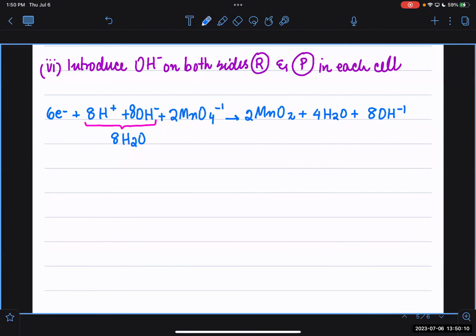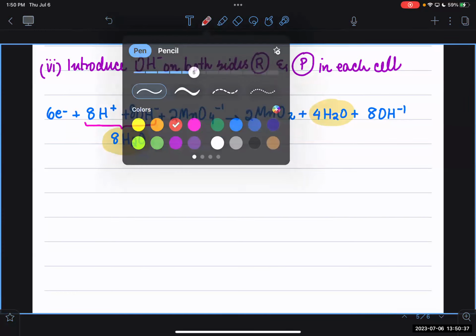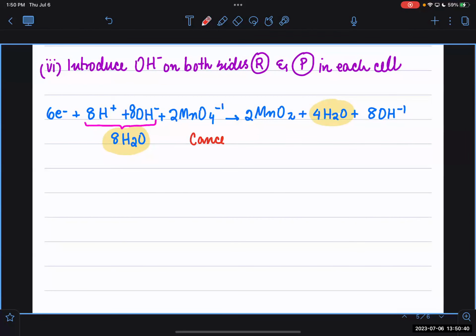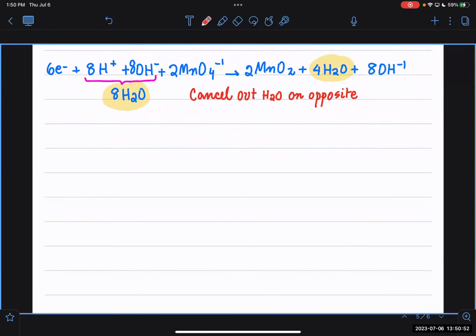Now see how everything cancels out. You have 8 H2O on this side. How many H2O do you see on this side? 4. So can they cancel out? Opposite side, yes, they can cancel out. So 8 and 4 will cancel out, because they are on opposite sides. Cancel out water on opposite sides. If you don't do it now, you have to do it at some point, so it's best to cancel these out.